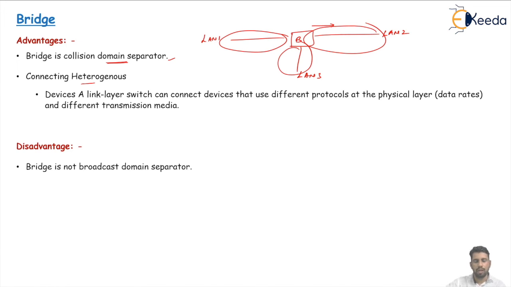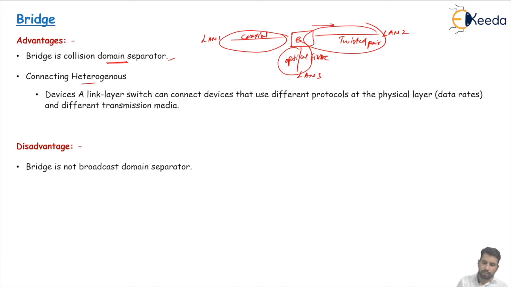Heterogeneous devices means, for a bridge, if this one is a coaxial cable, this one can be a twisted pair cable, and here you can use an optical fiber. Here there are no restrictions; you do not need the same cables or the same data rates on both sides of the bridge. Any type of cable and any bandwidth on either side can be allowed for the communication between the LANs.